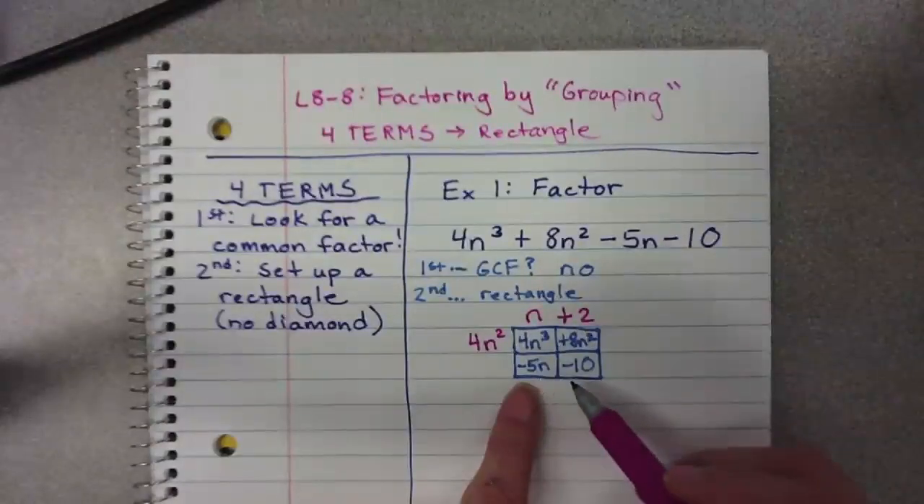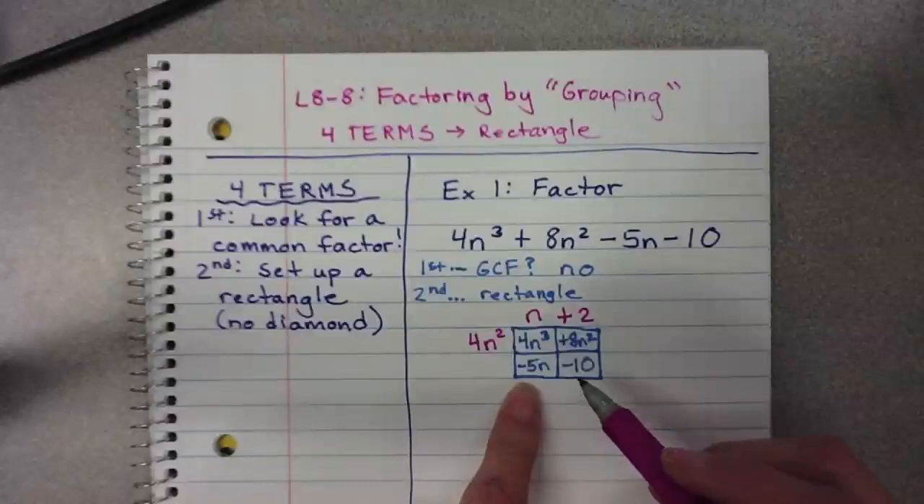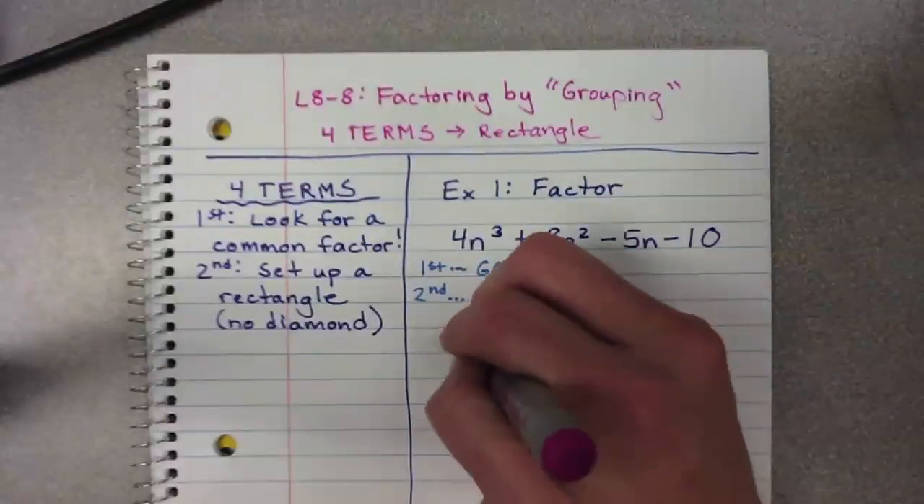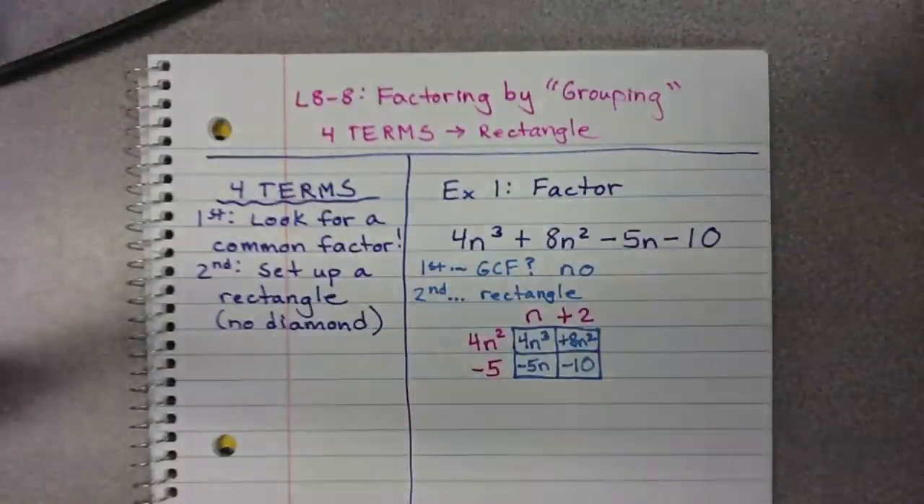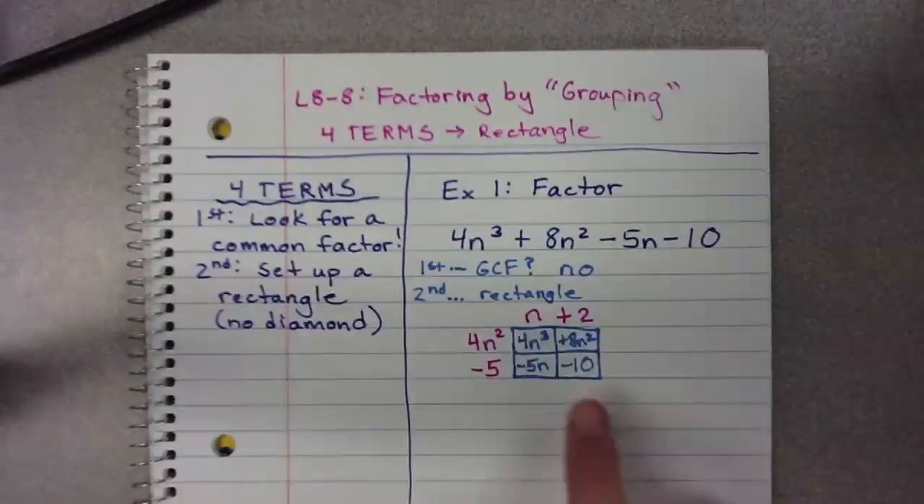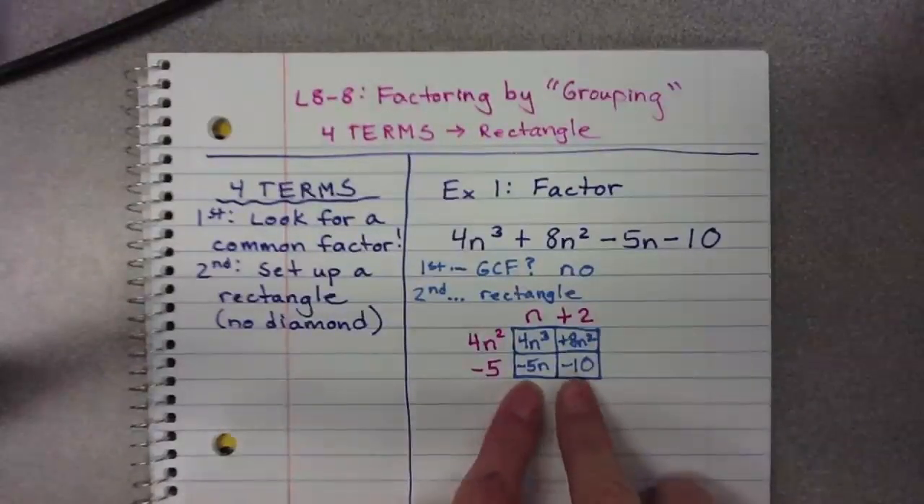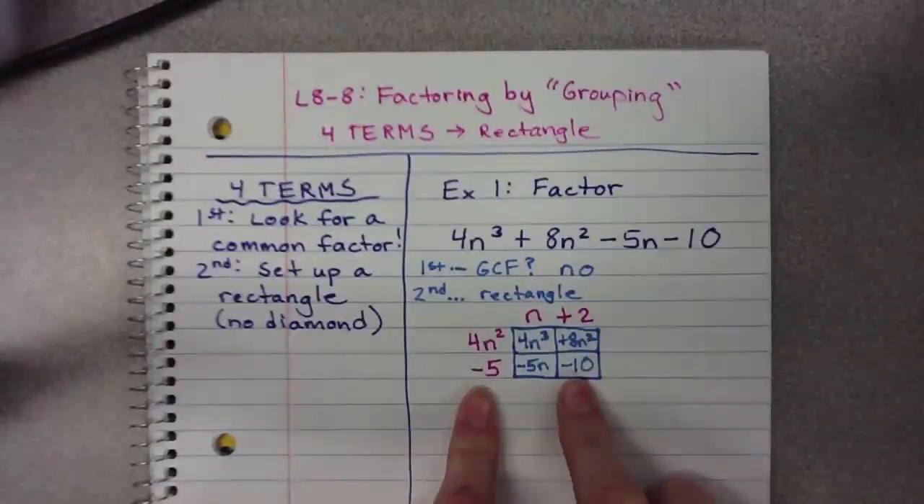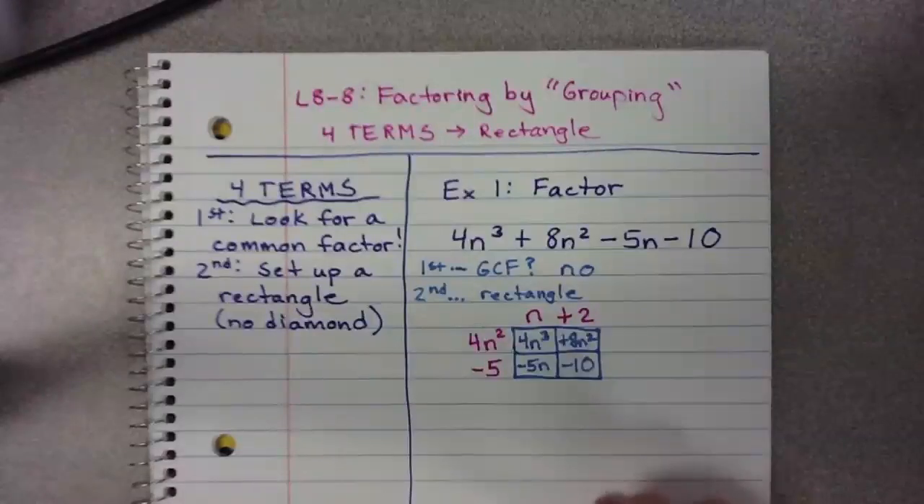Okay, and then what's your greatest common factor between a negative 5n and a negative 10? Negative 5. Okay, the reason that it's a negative is because they were both negative terms, so you pull that negative out. Now you go check. You make sure all your negatives are correct, all your greatest factors are correct. You have to check this every time. 2 reasons you have to check it.